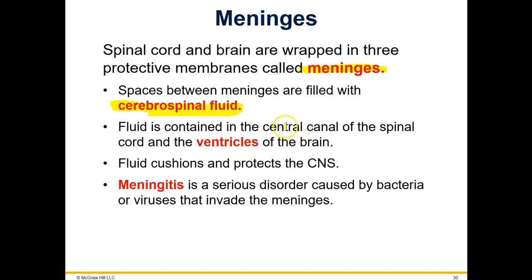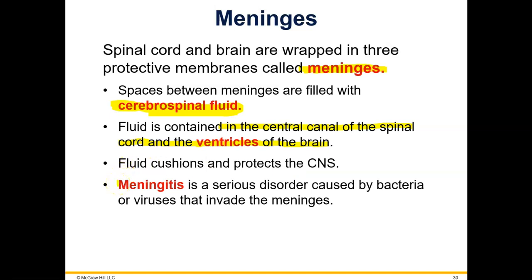The cerebrospinal fluid is found in the central canal within the spinal cord, but in the brain it's found within structures called ventricles, which are just little pathways. Okay, so the cerebrospinal fluid is in the central canal of the spinal cord and the ventricles of the brain. And what that fluid does is it cushions and protects the brain and the spinal cord.